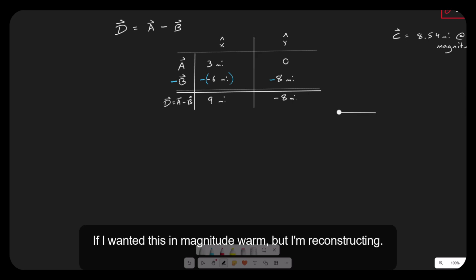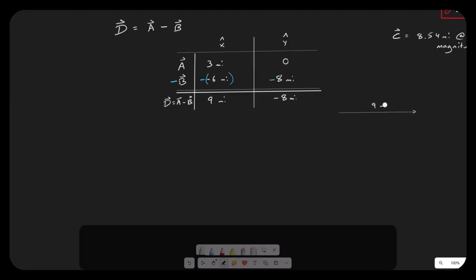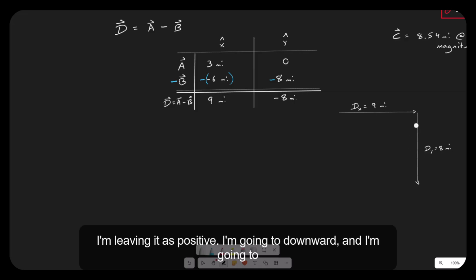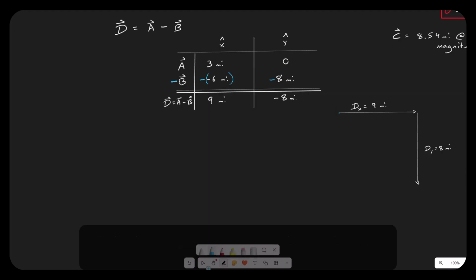If I wanted this in magnitude form, what I'm reconstructing, I've got a Dx, that's 9 miles. Got a Dy, that's 8 miles. I'm leaving it as positive because I'm already pointing downward, and I'm going to construct my final vector exactly the same way as I did before. That's the process of adding and subtracting vectors.